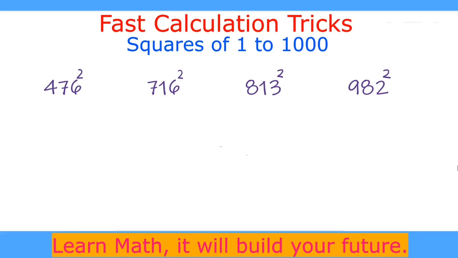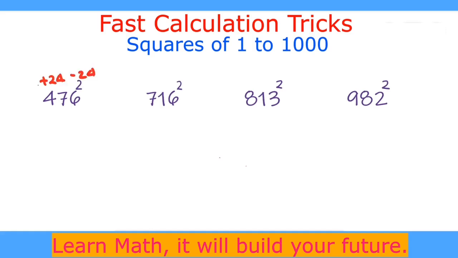476 square. 476 is close to 500. So we write 476 in terms of 500. We add 24 to 476 and also subtract 24 from 476. I write plus 24 and minus 24. On adding 24 to 476 it becomes 500 and I write 5 in place of 500, and on subtracting 24 from 476 we get 452 and we multiply 5 to 452.